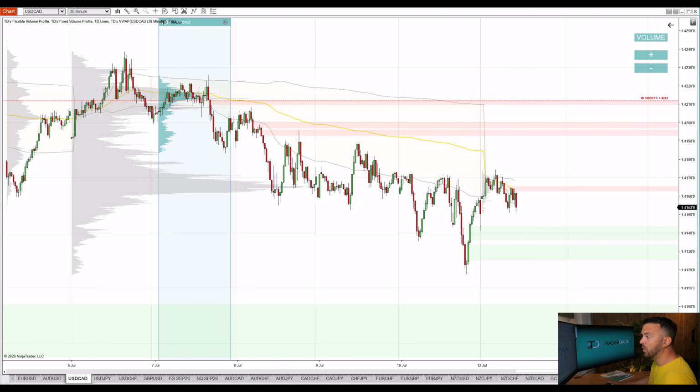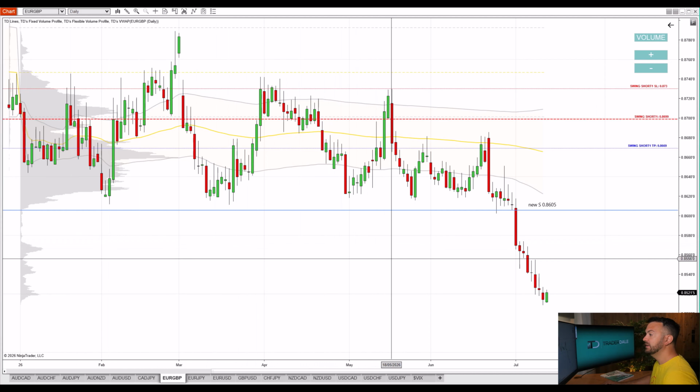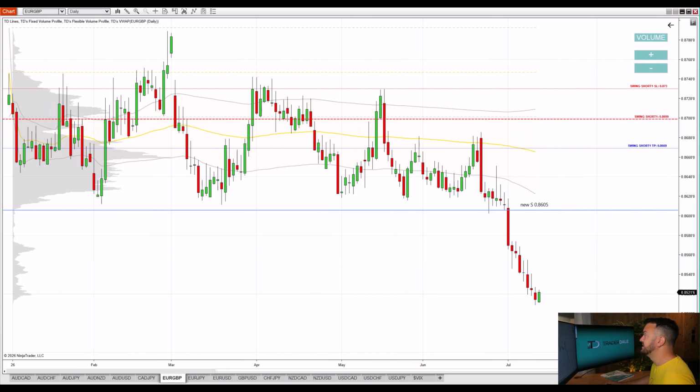Now I'm going to switch over to my swing trading layout, and in here you are looking at a daily chart. The instrument is Euro, British Pound. We are looking at the daily chart because this is swing trading and we need to see the bigger picture, right? I'm trading all my swings on the daily chart. And what I want to show you is this resistance.